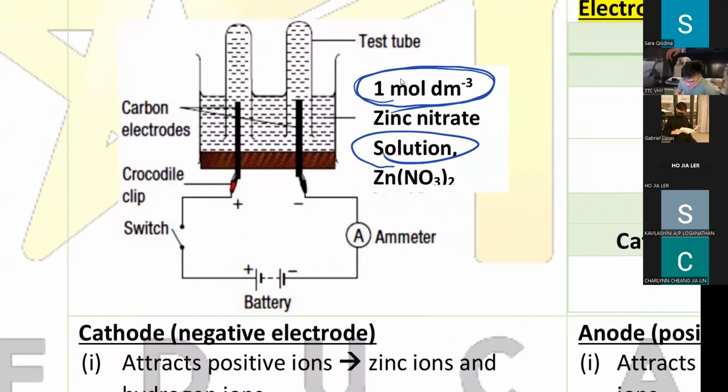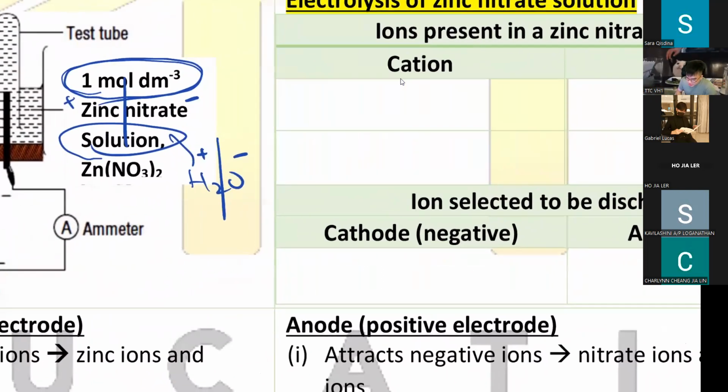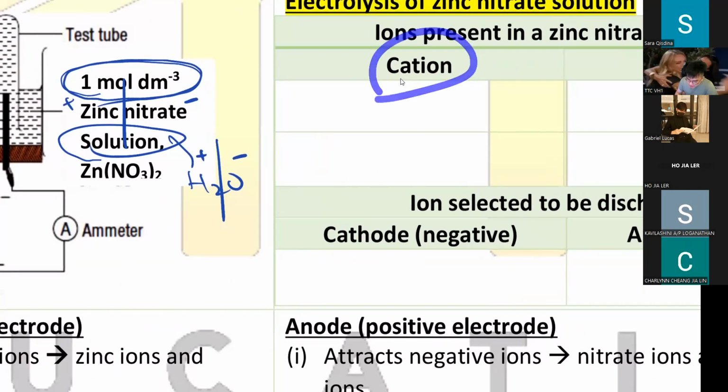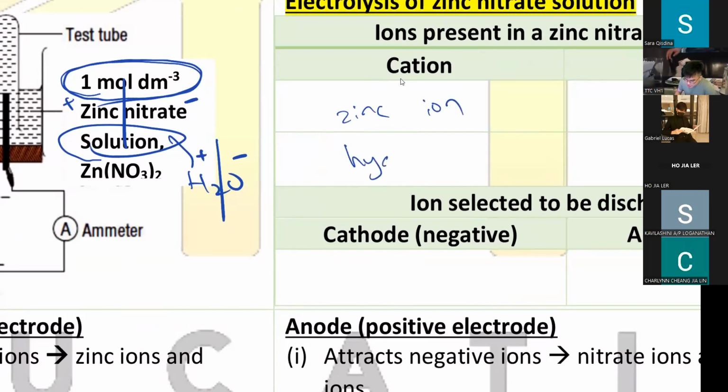Okay, solution, and then H2O. We are trying to split zinc and nitrate. Zinc positive, nitrate negative. We're trying to split water. Hydrogen positive, hydroxide negative. So we write down what are the guys here? Zinc ion, hydrogen ion.